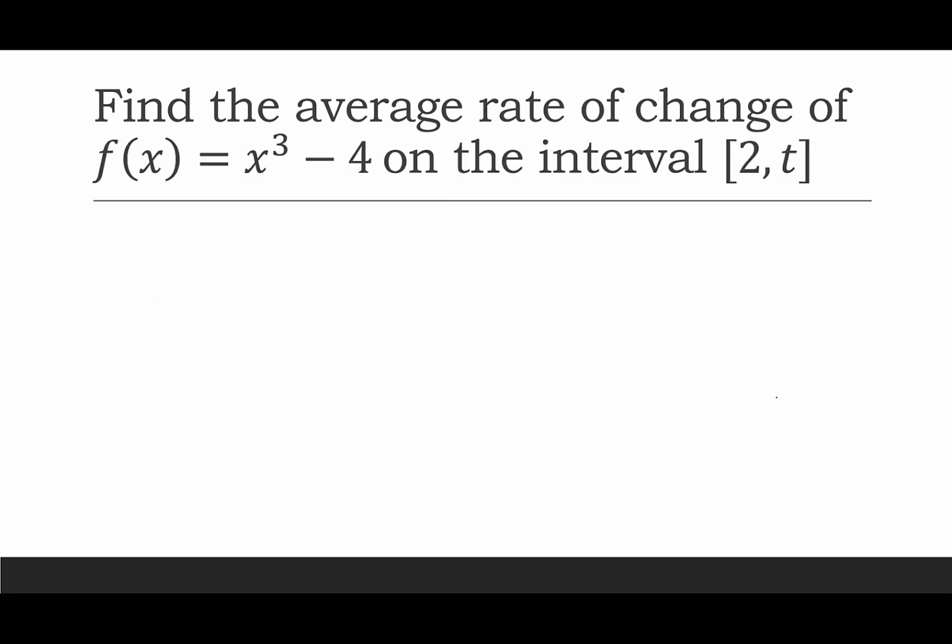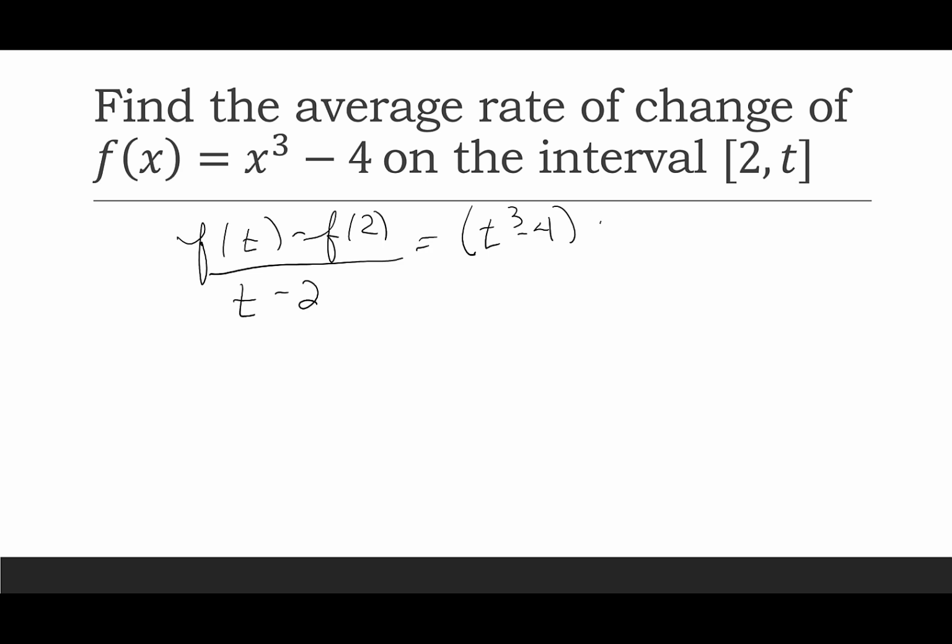So I'm going back to the functions, but I'm going to change it slightly. Now when I find the average rate of change of x cubed minus 4, I'm looking at the interval 2 to t. So I don't have a number, I have a variable. So we're going to do f of t minus f of 2 over t minus 2. So I plug in the t. That's t cubed minus 4 minus, I plug in 2. 2 cubed minus 4. The denominator is t minus 2.